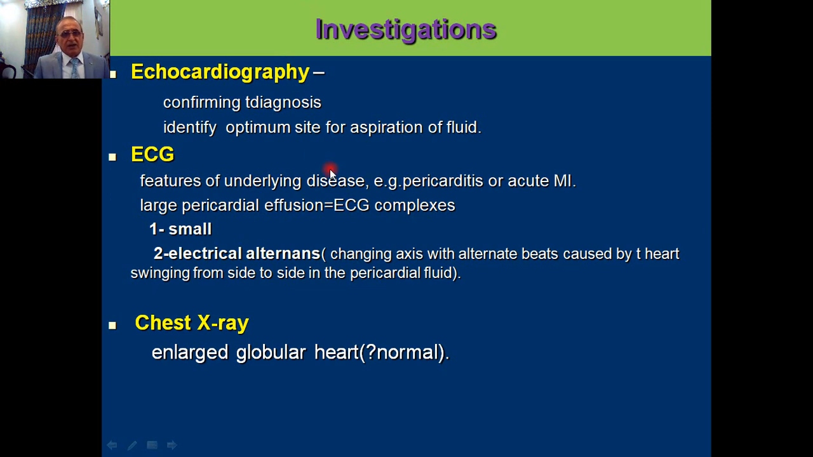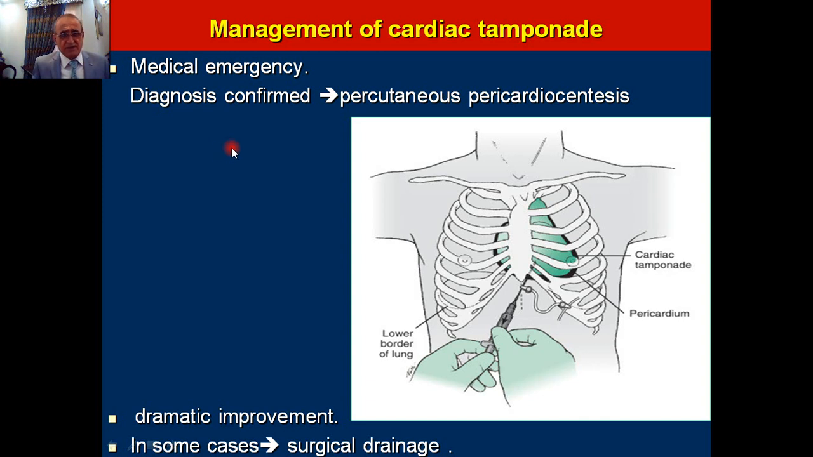Now, how to investigate a case of pericardial tamponade? Obviously, echocardiography is very important. It confirms the diagnosis, and you can identify where to do the aspiration, whether at the apex or the xiphoid area. The ECG will show the features of the underlying disease, as I told you, whether there's pericarditis or acute MI. In large pericardial effusion, the QRS complex will be small, and as I said, there is electrical alternans. The chest X-ray will show a globular heart. It looks much like the features of pericardial effusion, but here it is large, and the patient usually is tired.